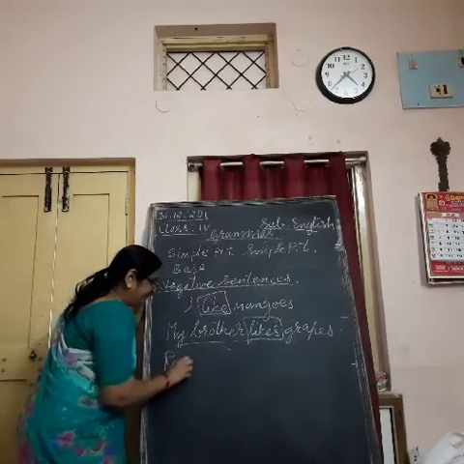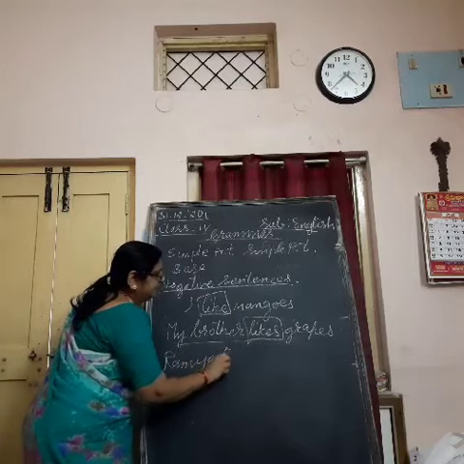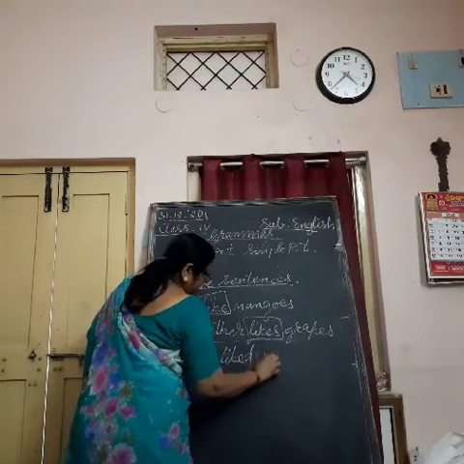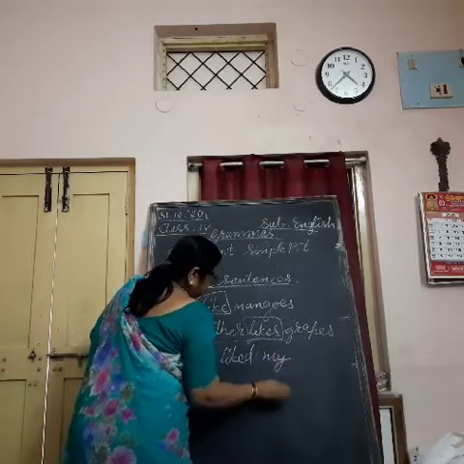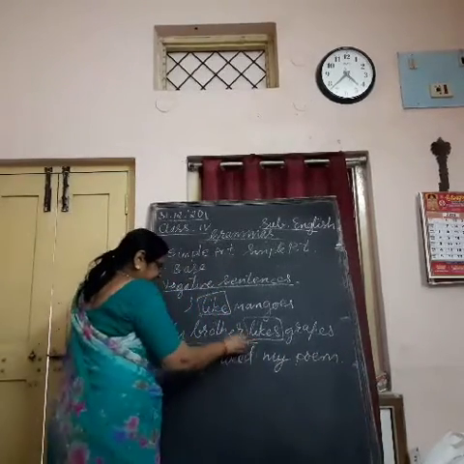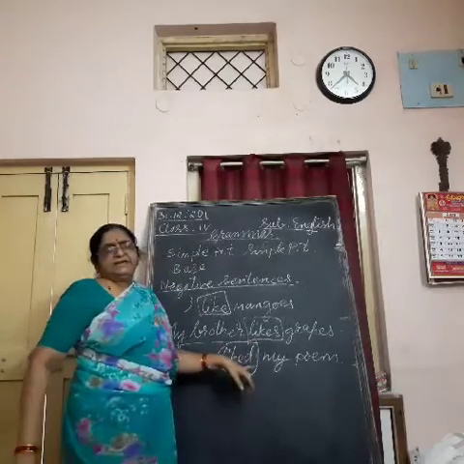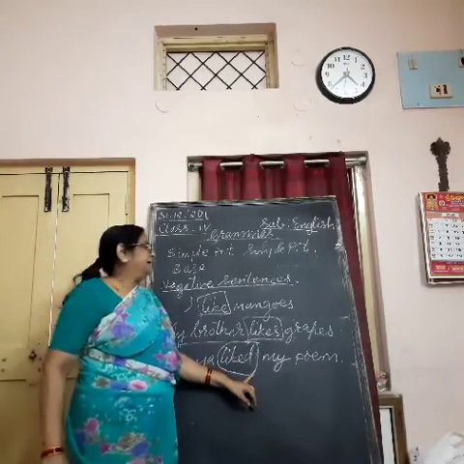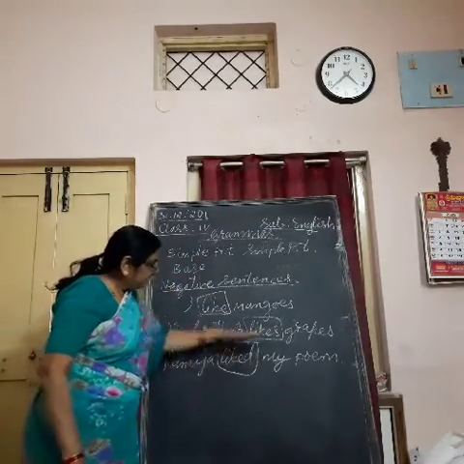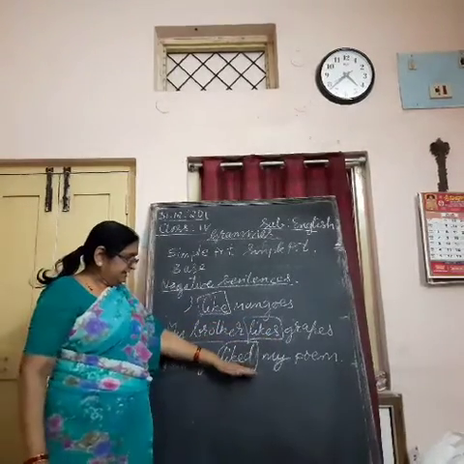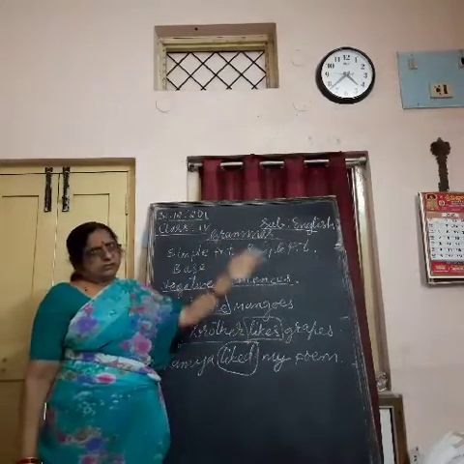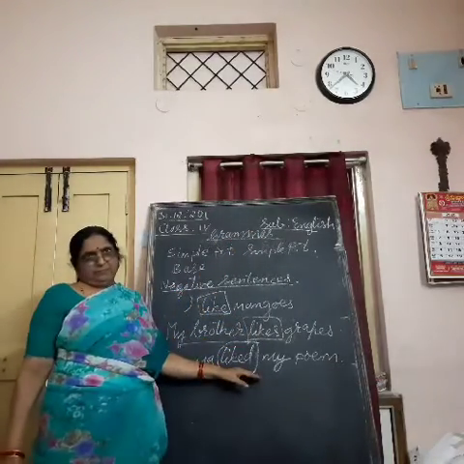Then the third case: Ramya liked my poem. If it is like this, what tense is it? Simple past tense, ed form. This is simple present tense for first and second person. This is simple present tense for third person. And for anyone, first, second or third person, this is the past tense form.